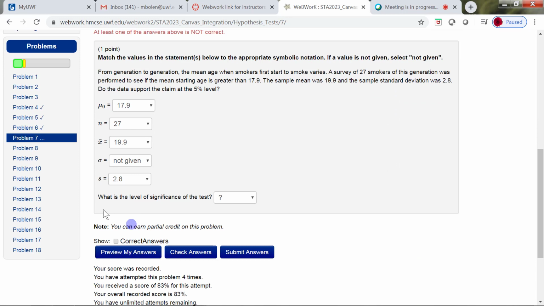And then the last one says, what is the level of significance? That's alpha, so that's 0.05. 0.05 right there, because 5%, when we convert it to a mathematical number, is 0.05.